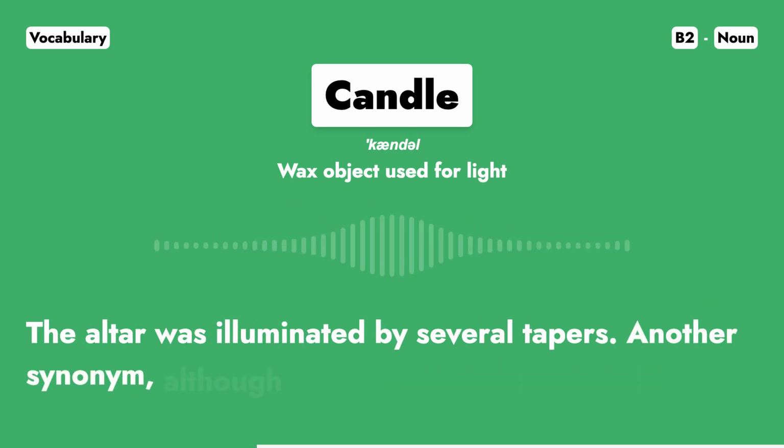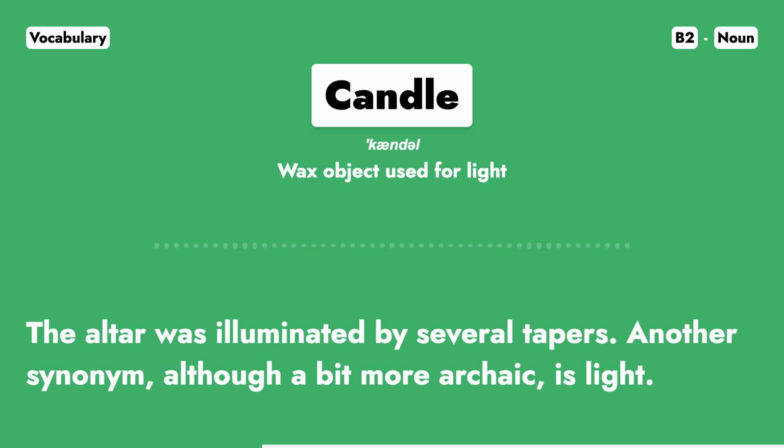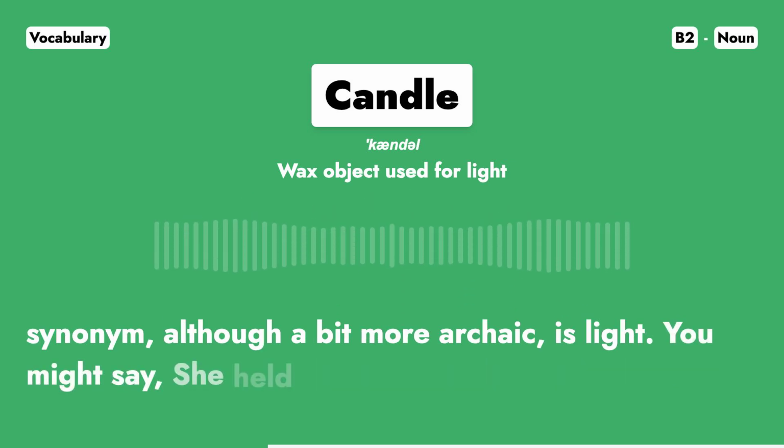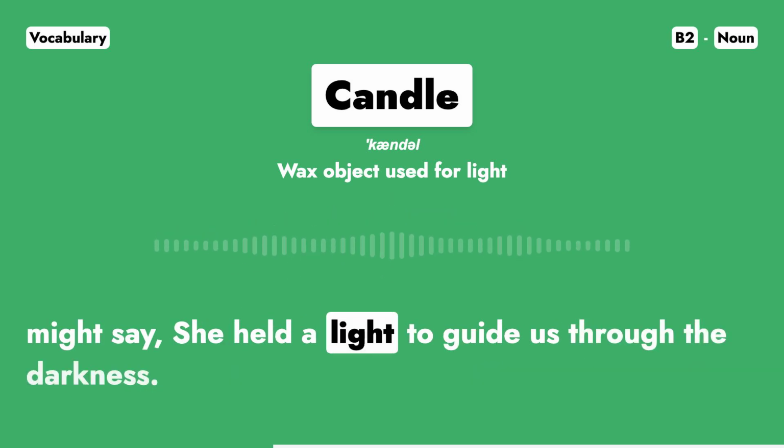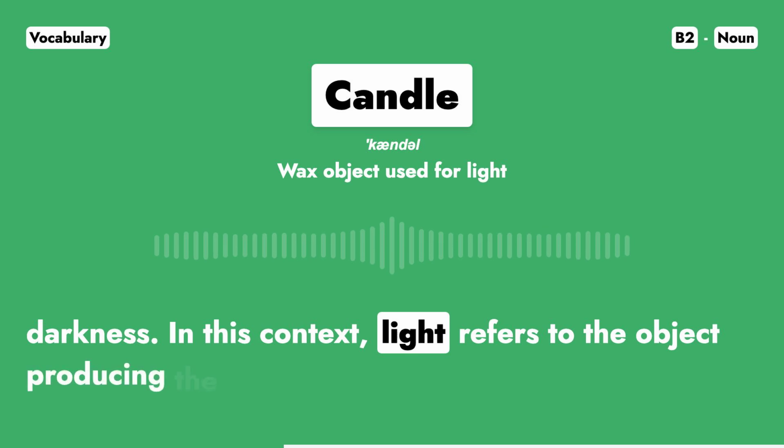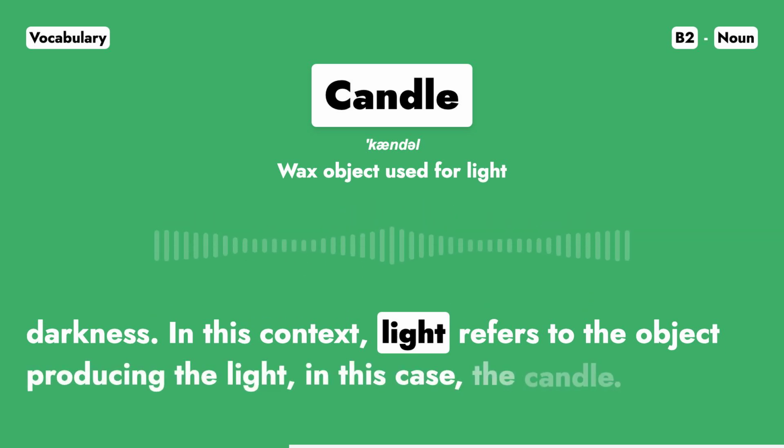Another synonym, although a bit more archaic, is light. You might say, she held a light to guide us through the darkness. In this context, light refers to the object producing the light, in this case, the candle.